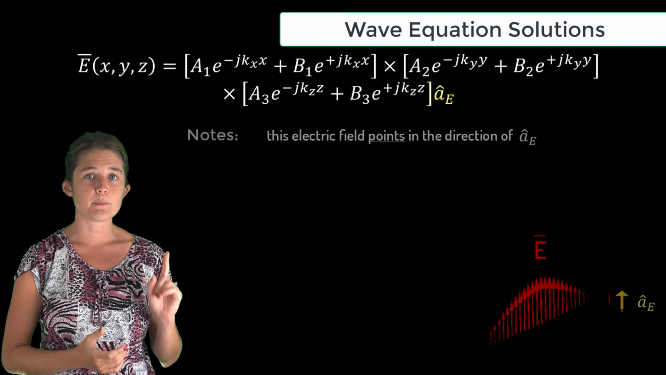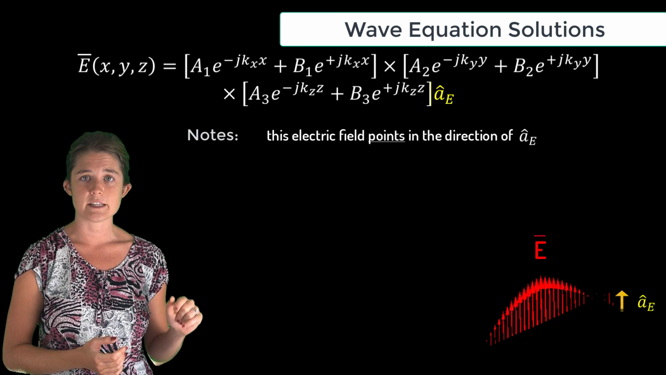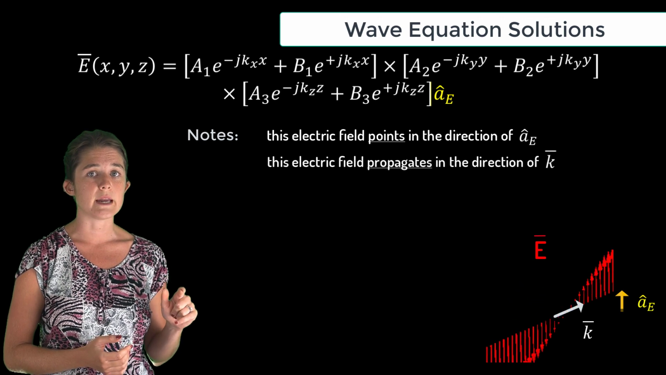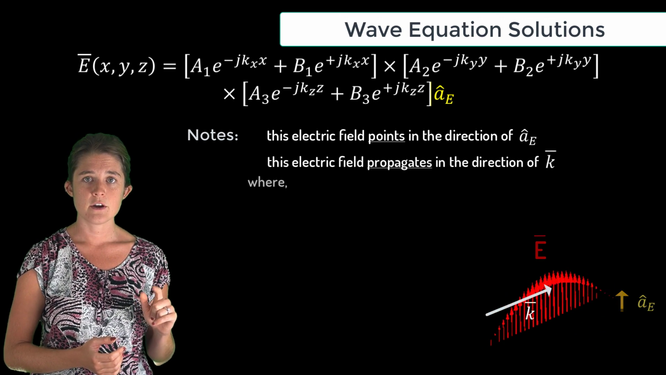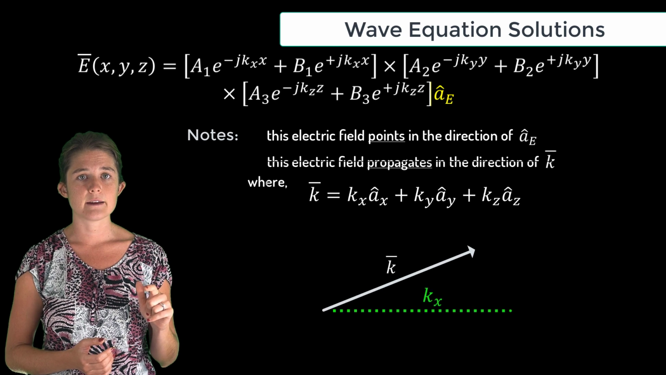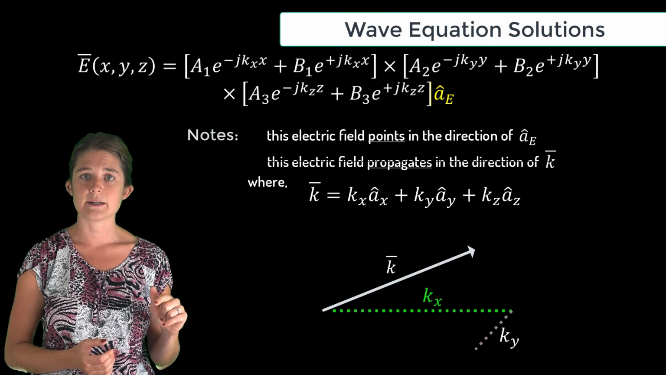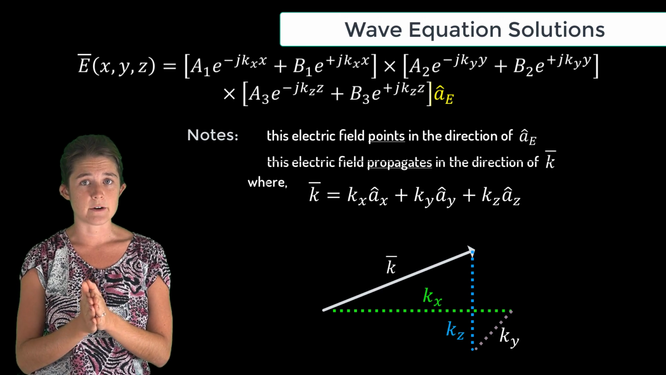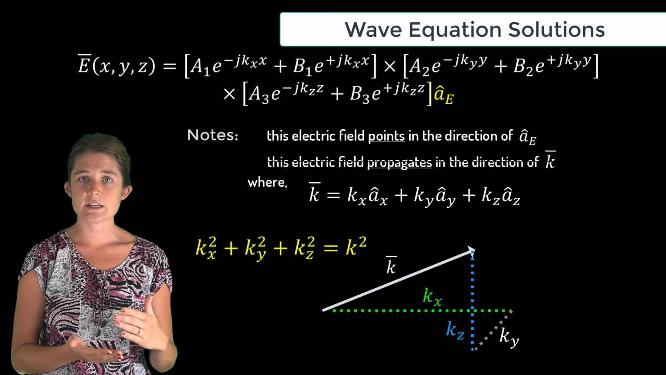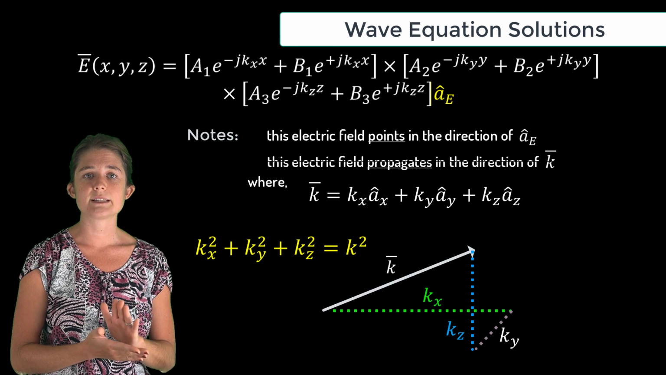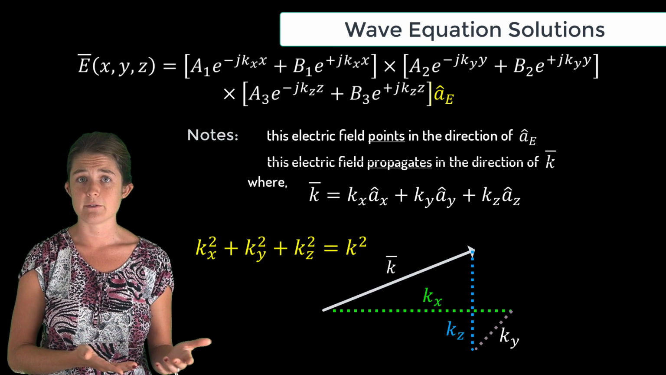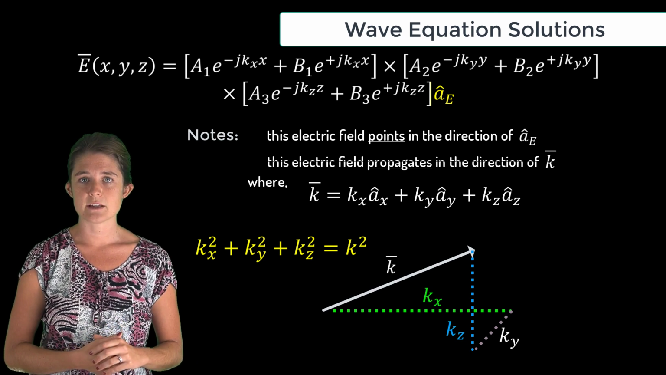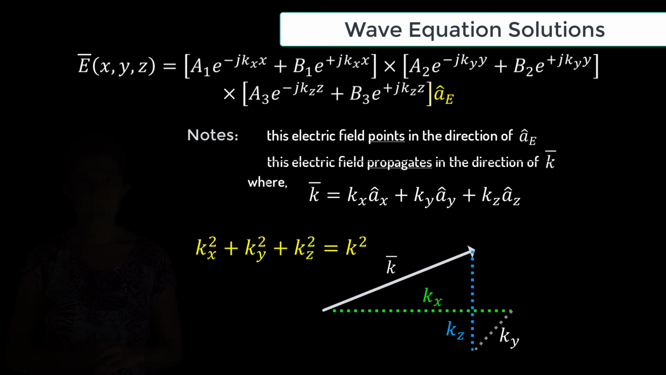Notice that this vector is pointing in the direction of the unit vector a sub e, but it is propagating in the direction of the vector k, which is equal to kx ax hat plus ky ay hat plus kz az hat. Notice that by the three-dimensional Pythagorean theorem, kx squared plus ky squared plus kz squared must equal k squared, the magnitude of the vector k, which satisfies the differential equation we started with.